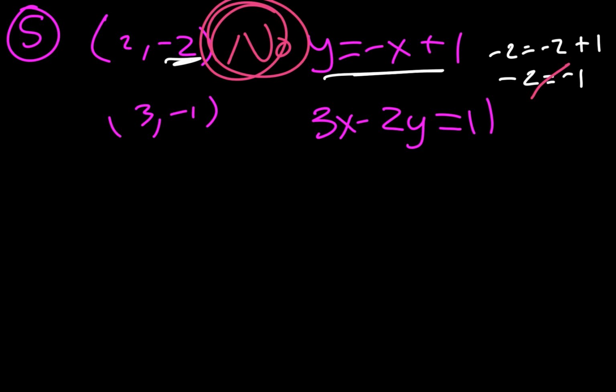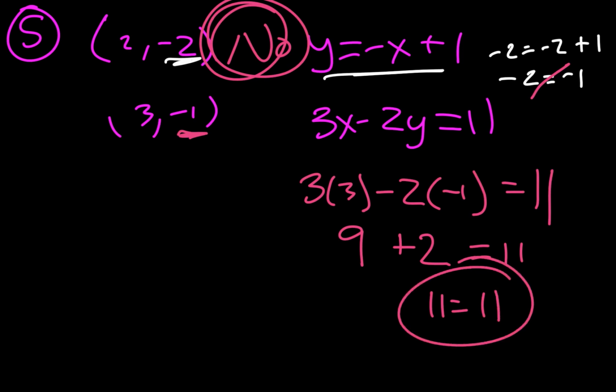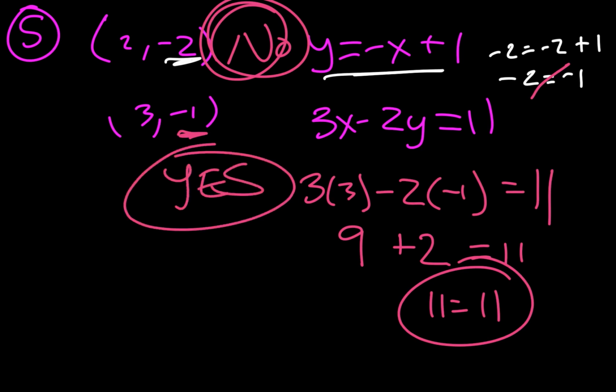Okay, now if we look at this other one, we can follow that same process. So I plug in 3 for x, and I plug in negative 1 for y. So we get 9 plus 2. Oh, sorry, that's 11. I copied that wrong from here to here. So that really is an 11. 9 plus 2 equals 11. So 11 equals 11. Since that is true, we come back up here and we say yes, that point lies on that line. So if we get a true statement, we say yes. If we get a false statement, we say no.